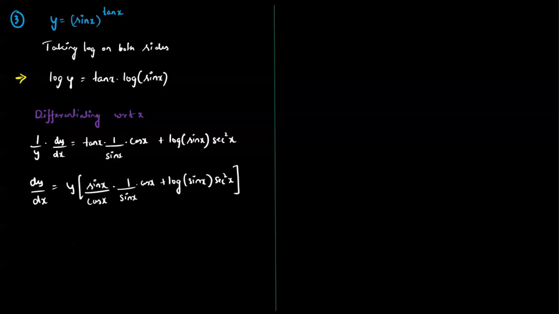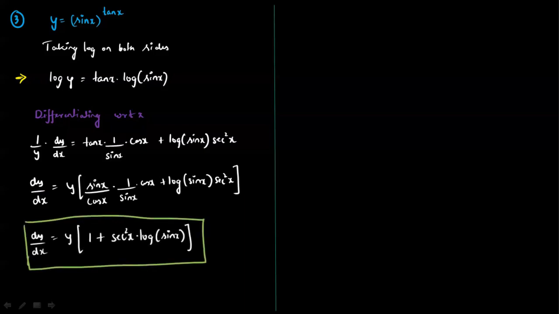Yeah, and y is transferred as well. Now you are getting the value of dy by dx. y as it is, multiplied with, this is going to be getting cancelled out, and I have 1. Secant square as it is, log of sin x as it is as well.